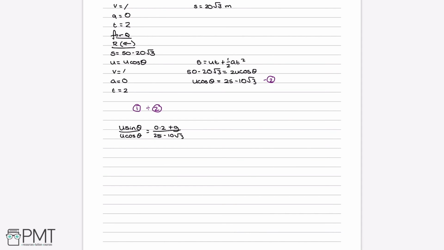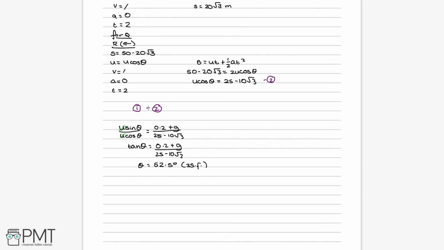And since we have a u on the numerator and a u on the denominator, these can cancel out because u divided by u is 1. And as I said previously, sine theta over cos theta is equal to tan theta. So we can write this as tan theta equals 0.2 plus g divided by 25, take away 10 root 3. And now if we take the inverse tan of both sides, we're then left that theta to 3 significant figures is equal to 52.5 degrees.